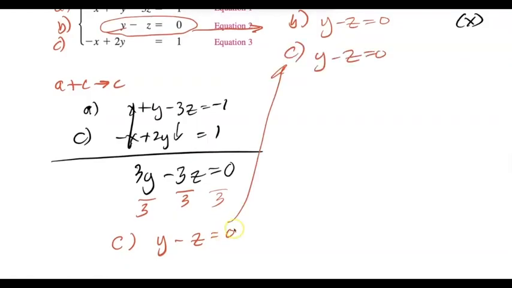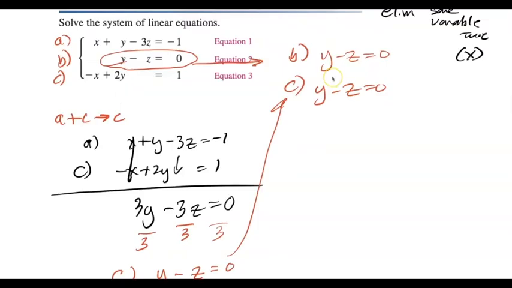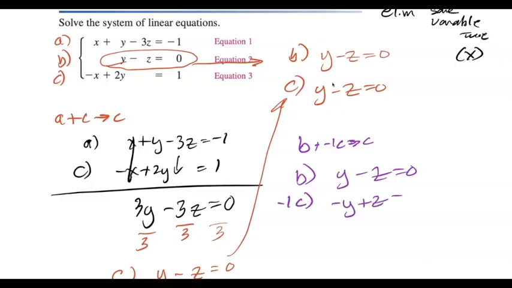And hopefully you can see the exact same equation. When I eliminate them, they should cancel each other out. But let's just do it to make sure. I'm going to do b plus -1c and give me a new c. My b, I'll leave alone. Y minus z equals 0. Right now they wouldn't cancel. I need to make one of them negative. So let's multiply c by -1. I get -y plus z equals 0. You add, these all cancel, and you just get 0 equals 0, which is a true statement, infinitely many solutions.